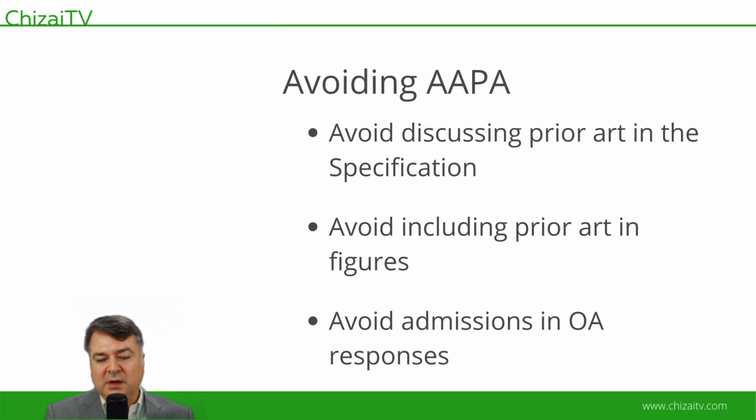And then third point here, avoid admissions in office action responses. You can even make admissions in office action responses. If you say the prior art has A, B, and C features, and the prior art only has A and B features, the examiner could say against you that it has A, B, and C features, and maybe they can reject your claim. So be very careful about discussing the prior art in the office action responses as well.